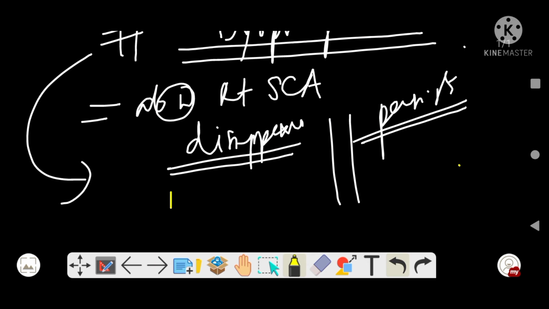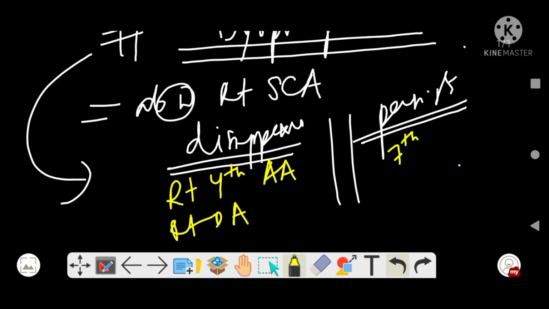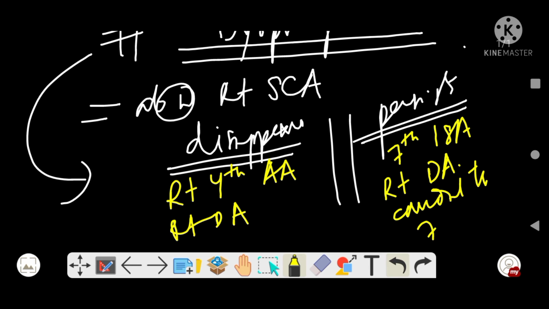So first of all, the right fourth arch artery disappears. Also the right dorsal aorta disappears. Then what persists? The seventh intersegmental artery persists. And the right dorsal aorta caudal to the seventh intersegmental artery also persists. And of course the cranial part to the seventh intersegmental artery disappears.